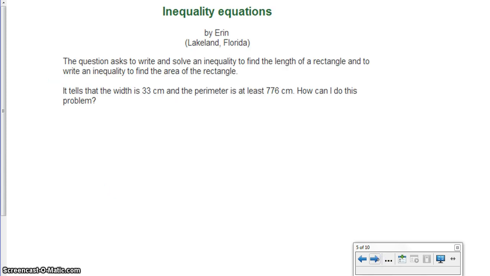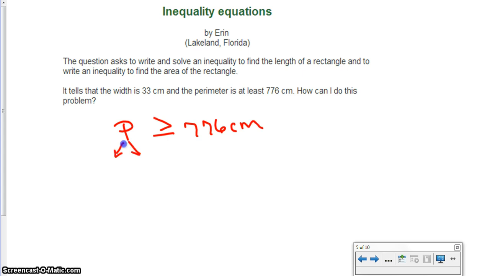Now, this is tricky. The question asks to write and solve an inequality to find the length of a rectangle and to write an inequality to find the area of the rectangle. It tells that the width is 33 centimeters and the perimeter is at least 776 centimeters. How can I do this problem? Okay, well, the perimeter is at least, okay, greater than or equal to 776 centimeters.